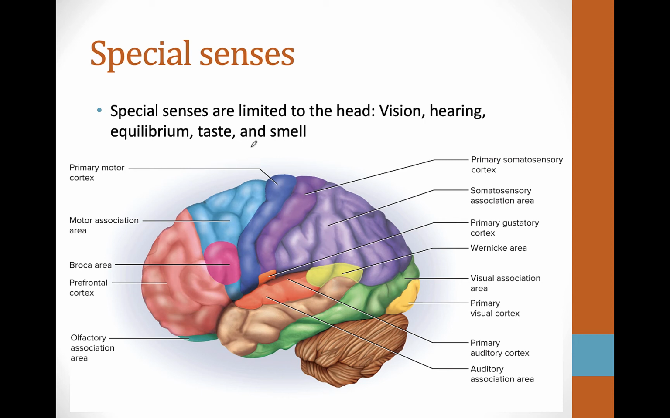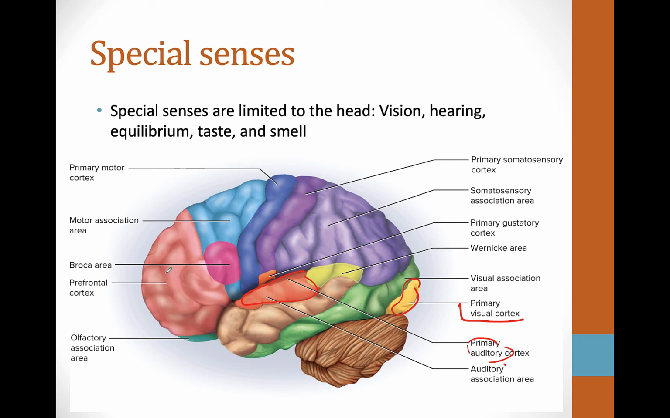The places where we receive sensory information are called the primary sensory cortex. There's a different primary cortex for each of the different special senses. For vision, our primary visual cortex is back here in the occipital lobe. For hearing, our primary auditory cortex is over here on the side of the temporal lobe, as well as deep into the insula.